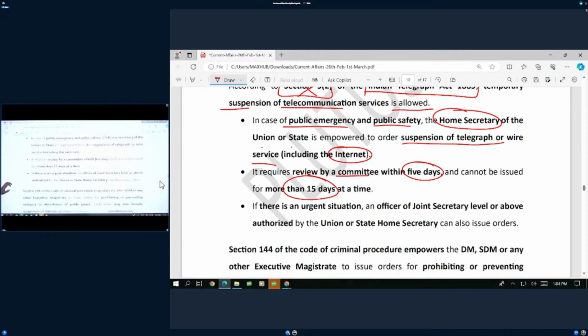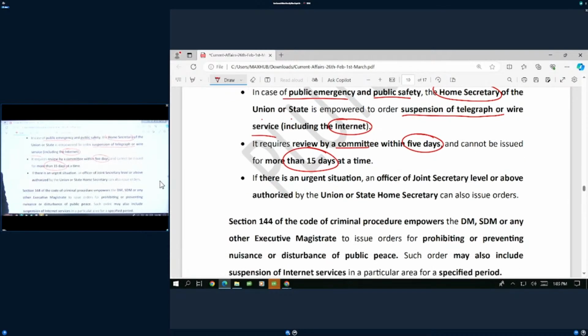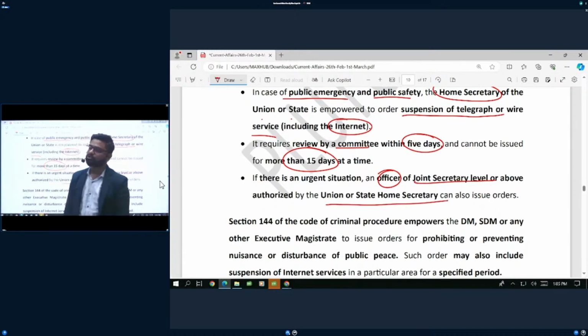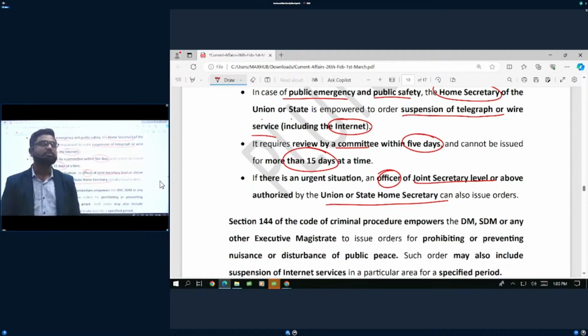And in case of an urgent situation, let's say the home secretary is not available, ill or out of service. In that scenario, any officer of joint secretary level and above, joint secretary, under secretary, secretaries, so any person of joint secretary and above authorized by the union and the state home secretary can issue the order. So these are the rules of the order. So who issues the internet ban order? The home secretary under the Telegraph Act.